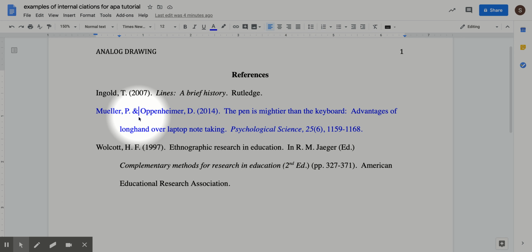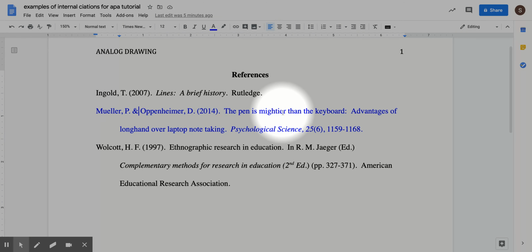Okay, so think about it as the difference between what you would say out loud and how awkward it would be to say Mueller ampersand Oppenheimer say that I should take my notes with a pen. Right? It would be weird to say ampersand out loud. So think about it that way. But on the references page, that last author or that second author is going to be separated from the first by the ampersand. Standard last name, first initials, date is there, right? That's standard for all APA citations.